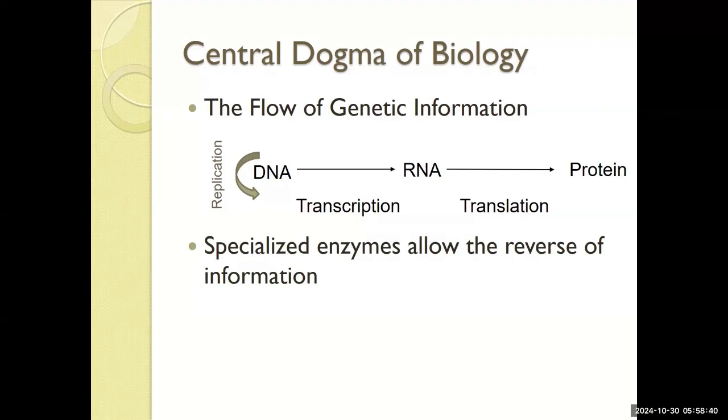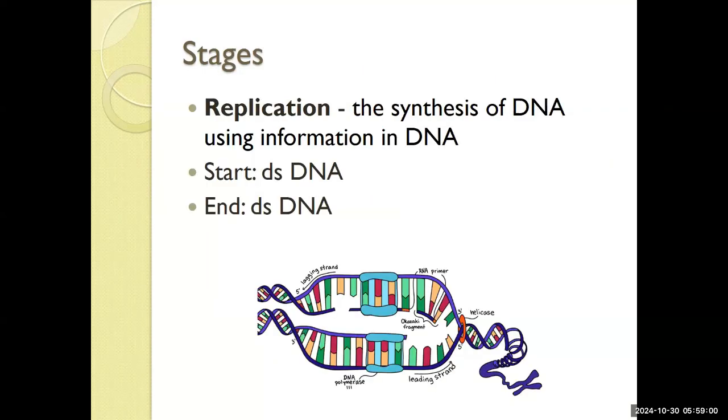It is the proteins that are the doers, movers, and shakers of the cell. Now, there are specialized enzymes that can allow the reverse of information, reverse transcription, if you will. But generally speaking, the flow is DNA to RNA to protein. Let's talk a little bit about replication, the synthesis of DNA into more DNA. It starts with double-stranded DNA. It ends with double-stranded DNA.